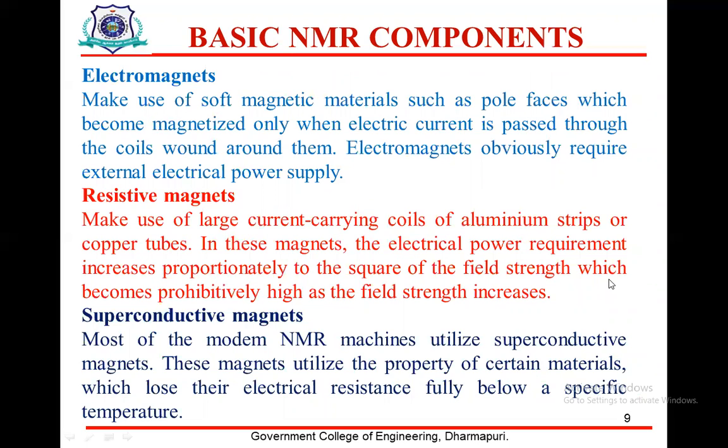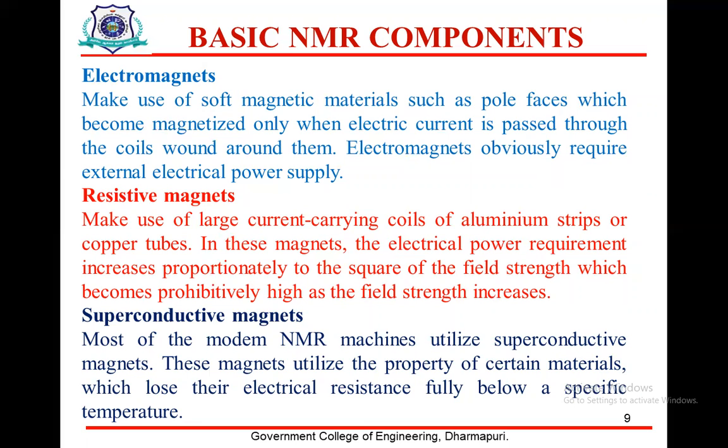Electromagnets make use of soft magnetic material such as pole faces, which become magnetized only when electric current is passed through the coil wound around them. Electromagnets obviously require an external electrical power supply. The resistive magnets make use of large current-carrying coils of aluminum strips or copper tubes. In these magnets, the electrical power requirement increases proportionately to the square of the field strength, which becomes prohibitively high as the field strength increases.